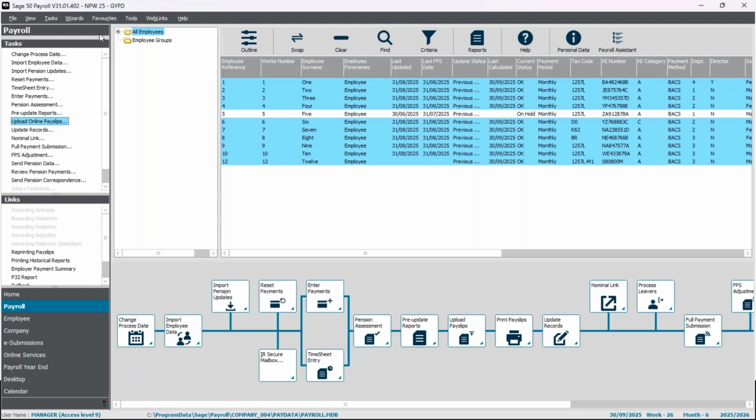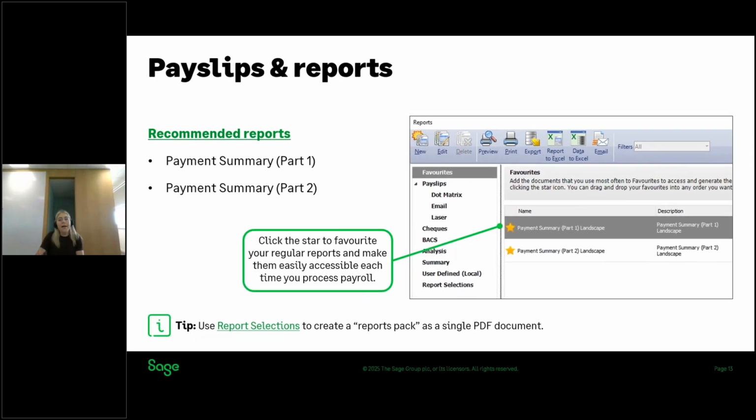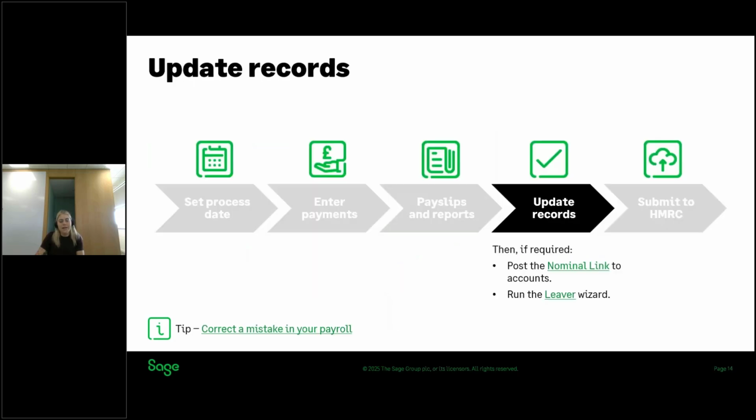So what I'm going to do now, we'll just go through a little bit of a recap of that. We've looked at our recommended reports, with payment summary part 1 and 2. We've run a report selection as well. Again, that's linked at the bottom. What we're ready to do next is go ahead and update our records. So updating your records is going to lock all of those figures in, and move them from a pre-update into the history of the employee tab.